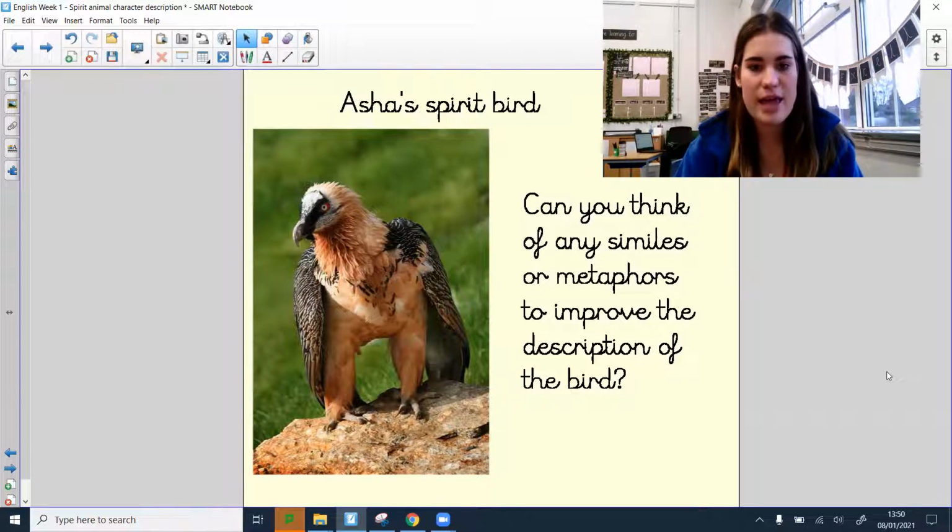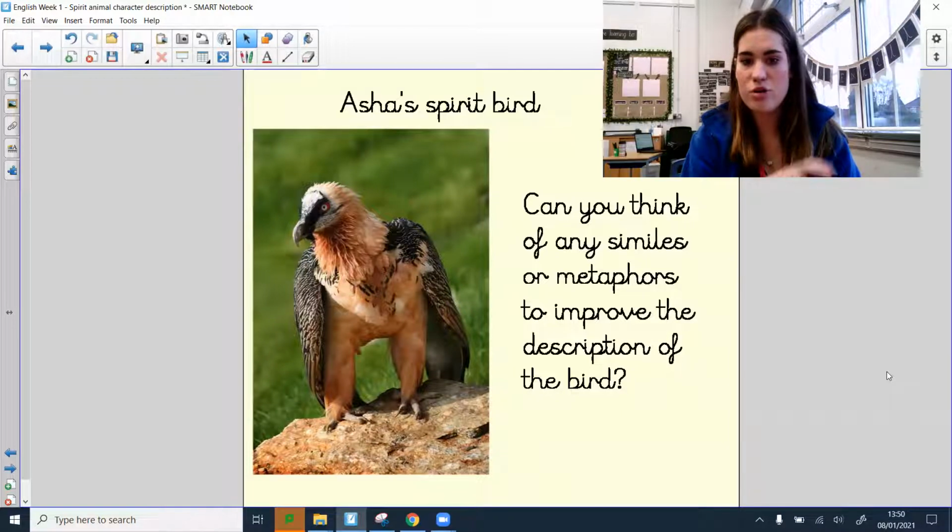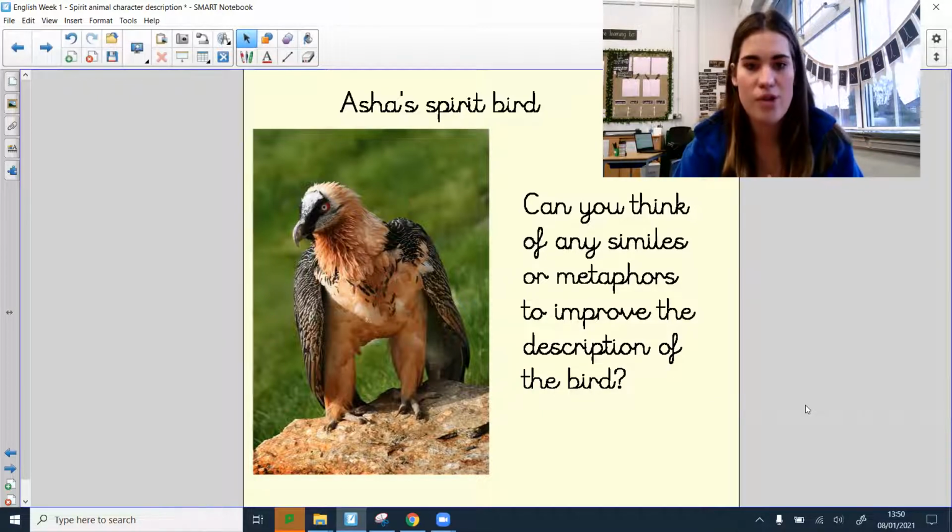Now, your task for today, so I'm going to let you go in a minute, is to see if you can think of any similes or metaphors to improve the description of the bird. Okay, so can you think of any of this figurative language to help you describe Ash's spirit bird? Now, it's up to you how you want to present this. You might just make a list of them. You could write them into your magpie sheet, so you have them when you come to describe your own animal. And then you can just take a picture of whatever you've done, and upload it to your portfolio, because we'd love to see some of the creative things that you've come up with to help you describe Ash's spirit bird.